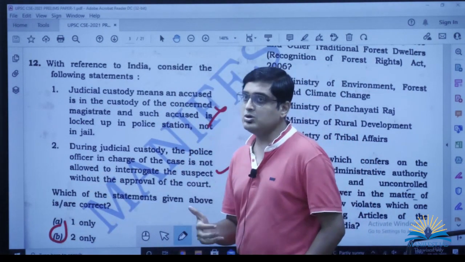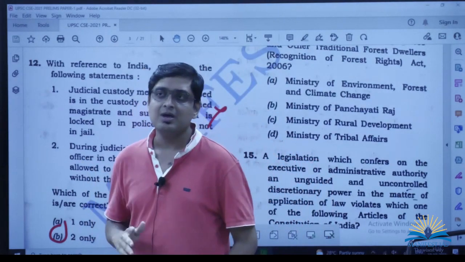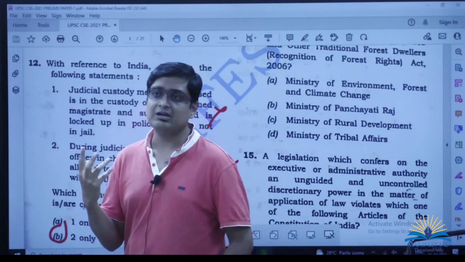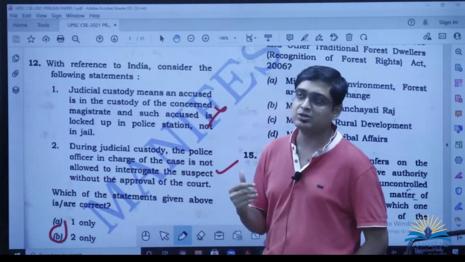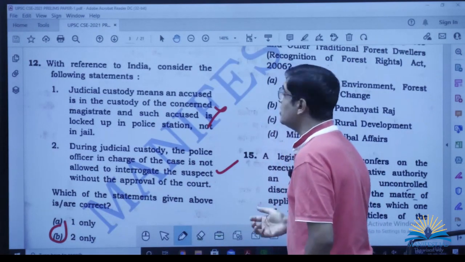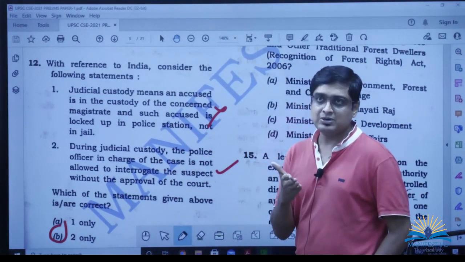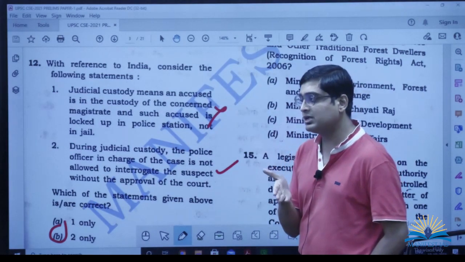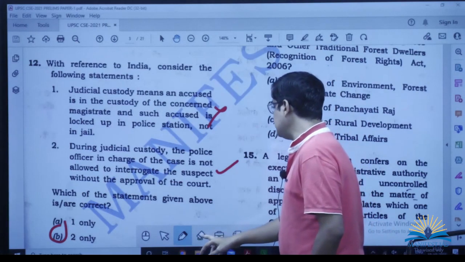Now, how do you prepare for all of these questions? I think you need to move beyond the basic textbooks. Most of the things have been done in our classes, like with respect to what is judicial custody, what are the rules of judicial custody, etc. So there is a need to move beyond the textbook which is given, because UPSC does not prescribe you a textbook. It has given you a syllabus to cover. Next is 13th question.